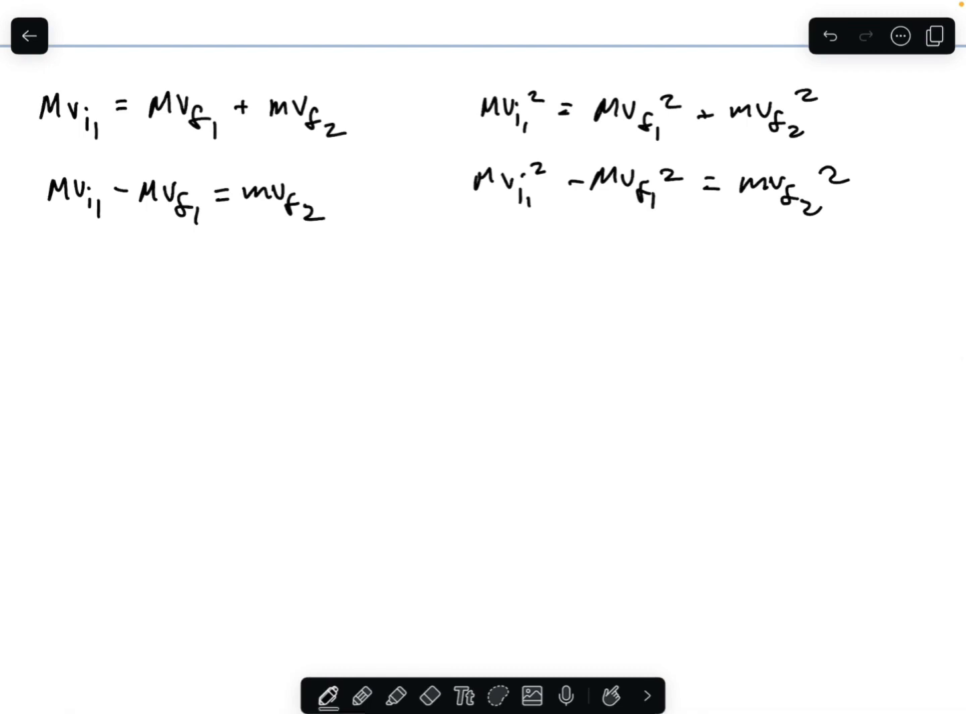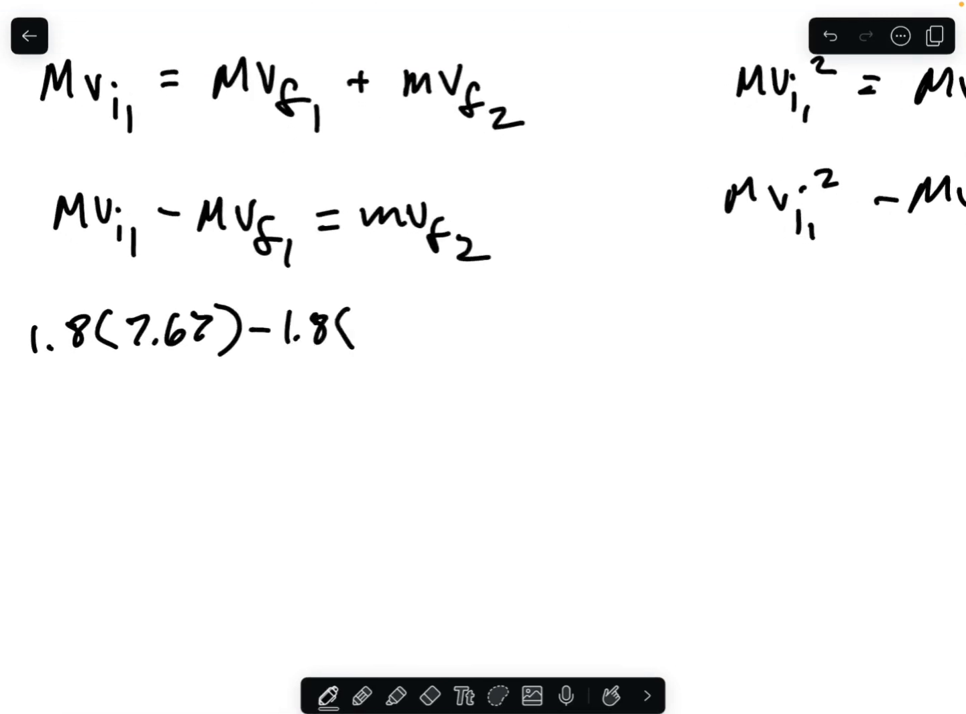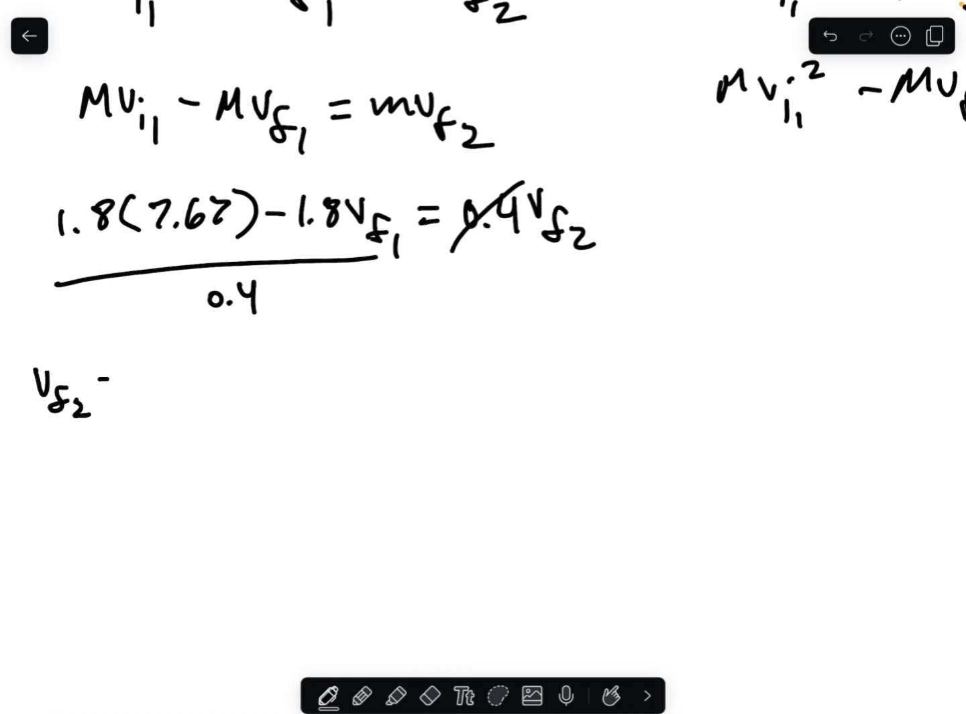And then I think it'd be easier if I just put all the numbers instead of keeping the variables. So 1.8, which is the mass of the big one. Velocity I'm going to use for initial is the one when it's at the lowest point, which was 7.67. And then subtract 1.8, and this one you don't know. And then this is 0.4, VF2. Now I'm going to divide everything by 0.4. So then VF2 is going to equal 34.51, subtract 4.5 VF1.